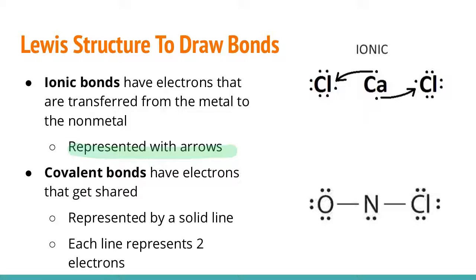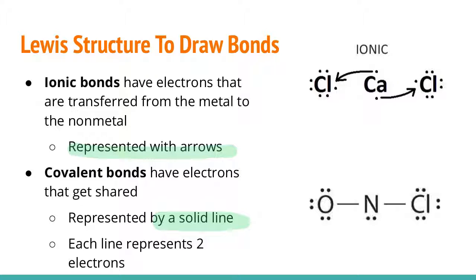Covalent bonds are a little bit different. These are going to be represented by a solid line. Because it's a solid line, it's showing that they're shared. And each line represents 2 electrons. So here I have my nitrogen in the middle, and then I have my oxygen and my chlorine. What we see is my oxygen has 2, 3, 4, 5, 6. And remember, this line counts as 2, so it has 8 around it. We consider that one to be happy.